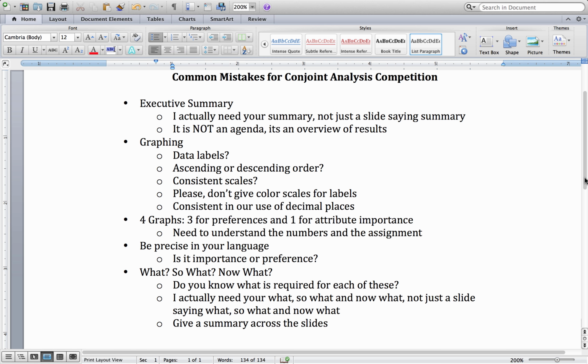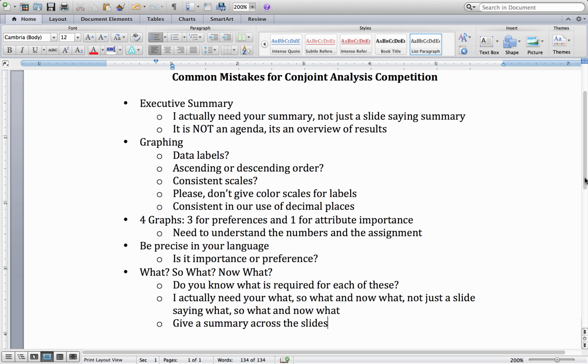The other one too, and I asked for this last time: don't put colored label scales on the side, like orange means pizza, or that sort of thing. Put it right on the label itself. Don't use the color coding mechanism to tell me where those are. And then the other one is consistency in our use of decimal places. If on one analysis we use one decimal place, great, use it for all. Some people had no decimal places on one bar and 3 decimal places on the next. Be consistent on that graph using the same number of decimal places, otherwise it looks careless.